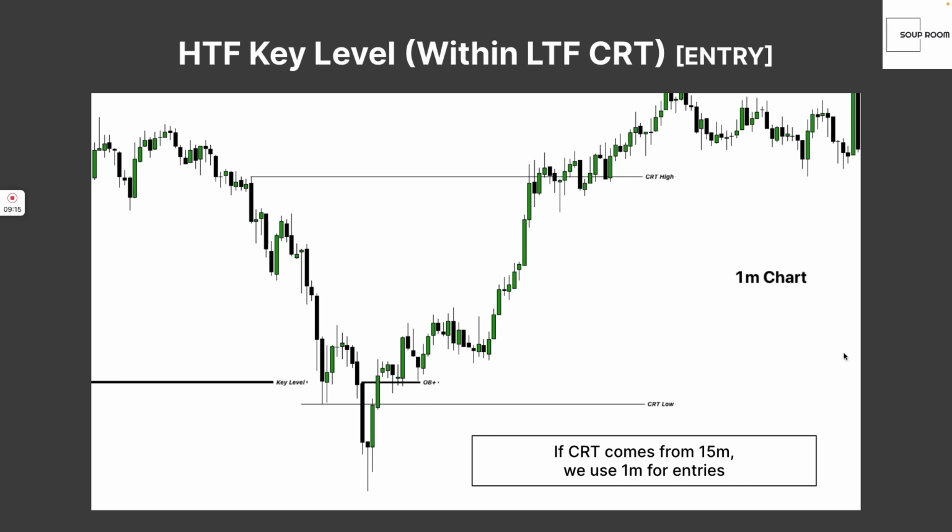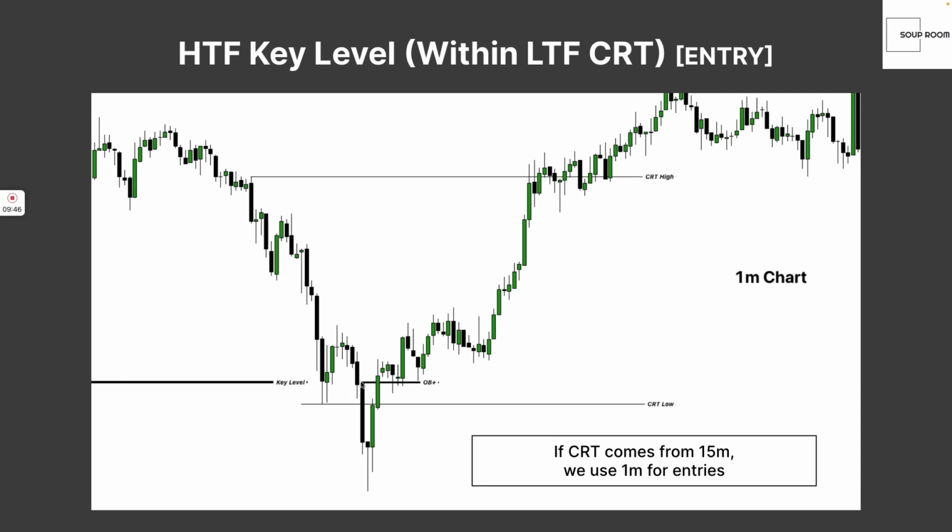Let's look for the entry. Now we're on the 1 minute. Why are we on the 1 minute? Because the CRT formed on the 15-minute chart. So if you see a CRT form on a 15-minute chart, you want to use the 1 minute chart for your entries. This right here is sauce. This is basically going to help you align your charts to enter your trades properly.